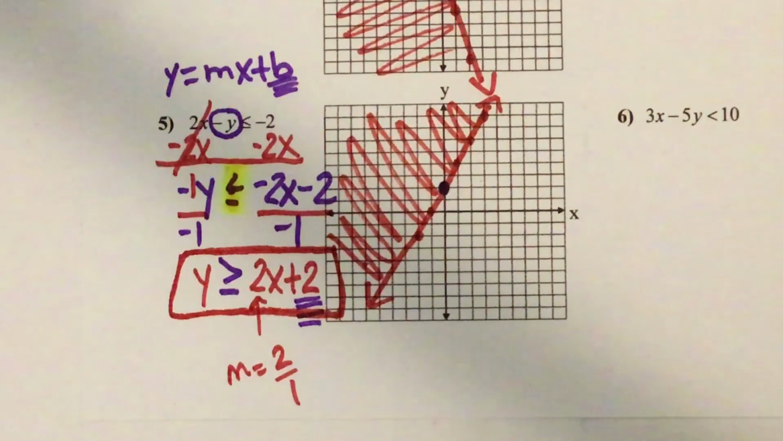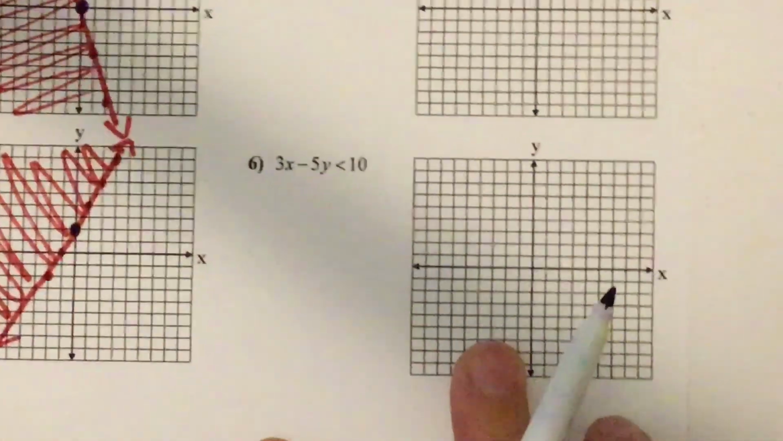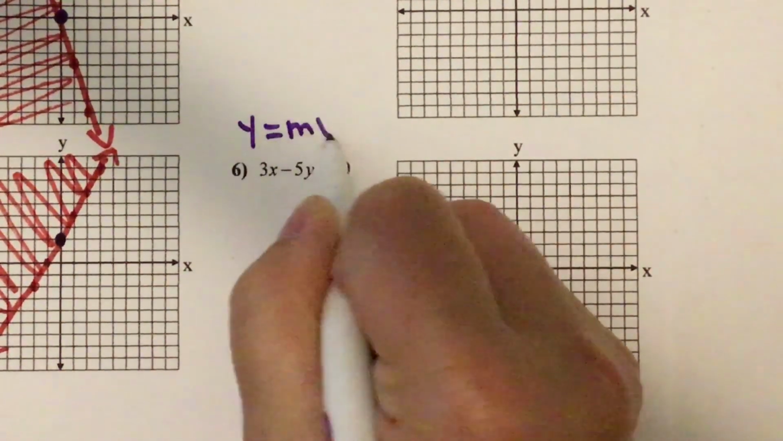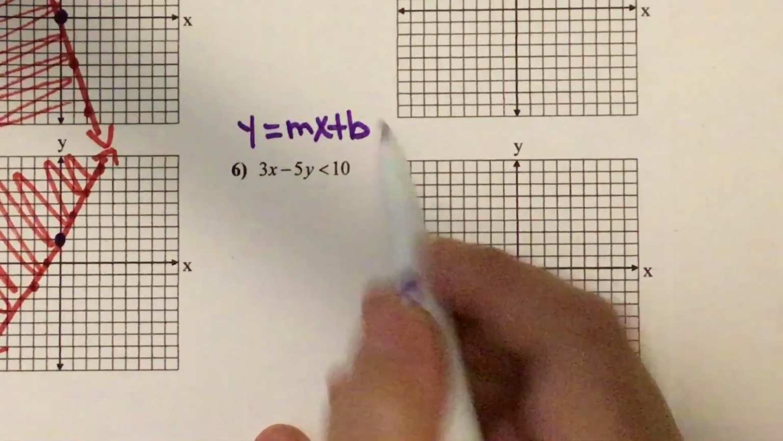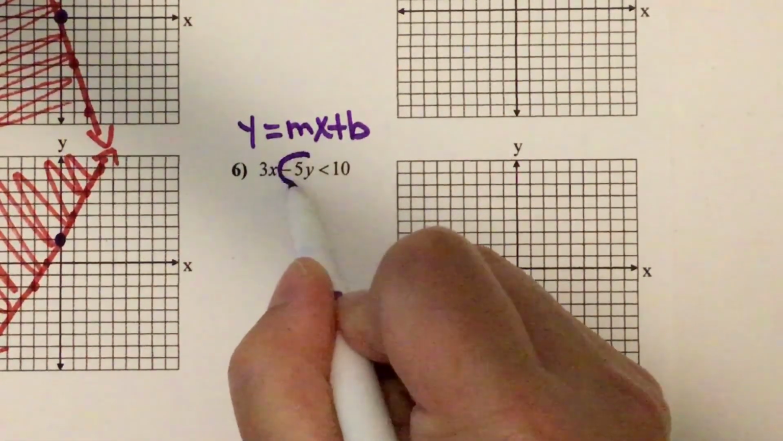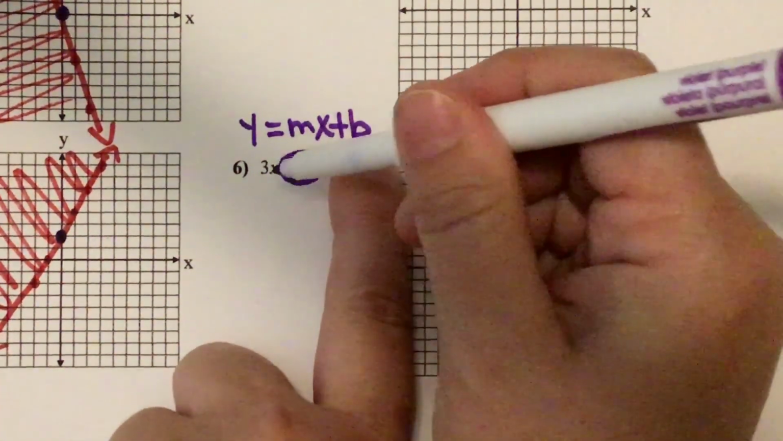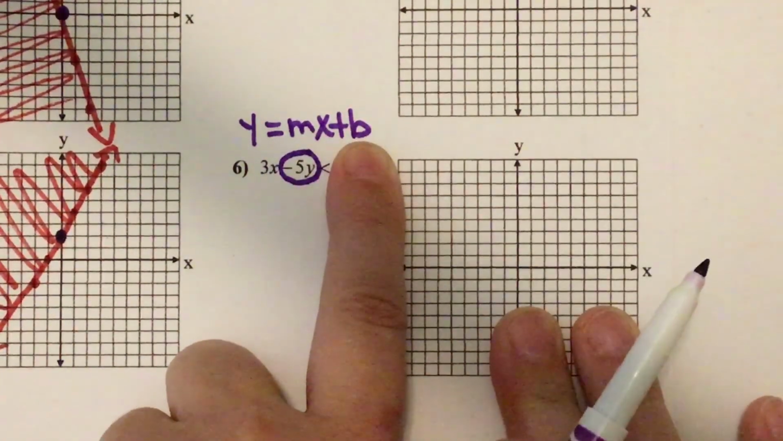Okay, what do you think about number 6? What do you think we're going to have to do? We're going to need to solve for y. X and y makes a diagonal line. So I know it's going to be diagonal, so I want y by itself. All right, let me circle that y to remind myself to get it by itself. Remember, if something's outside the circle, we have to add or subtract to make it 0 away.